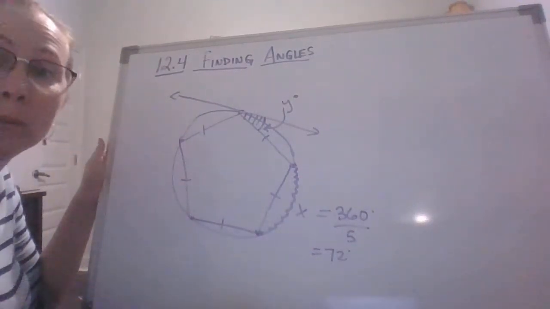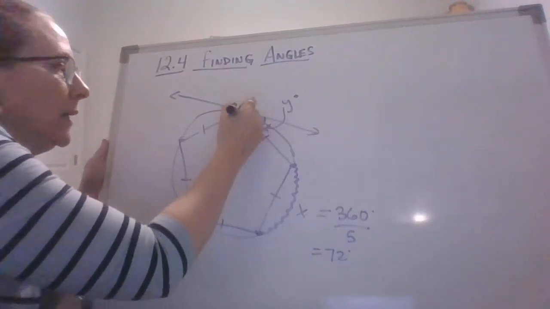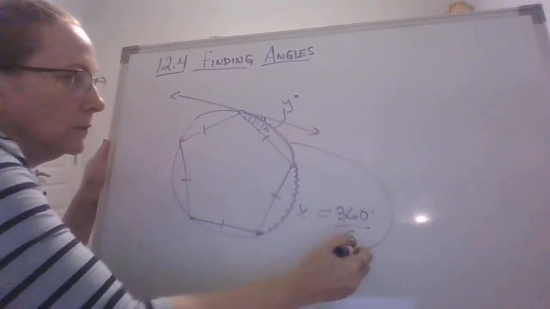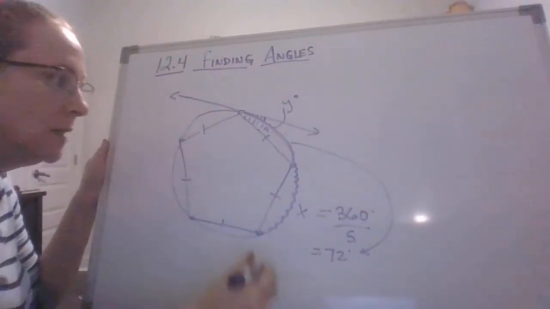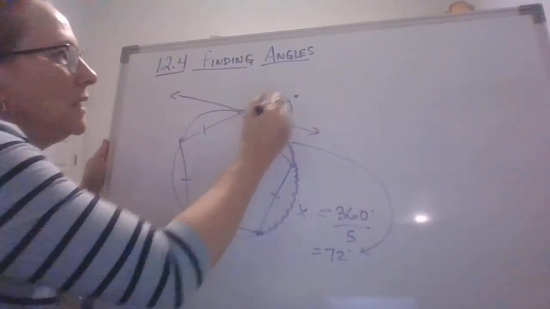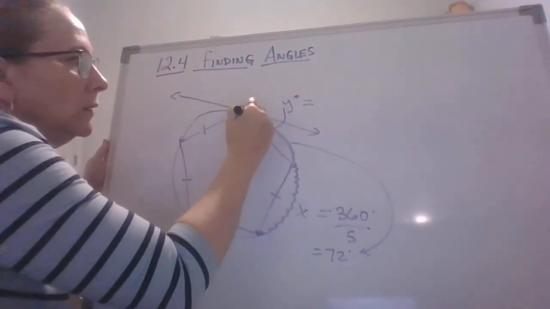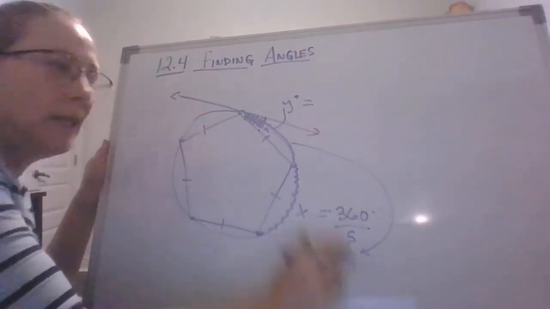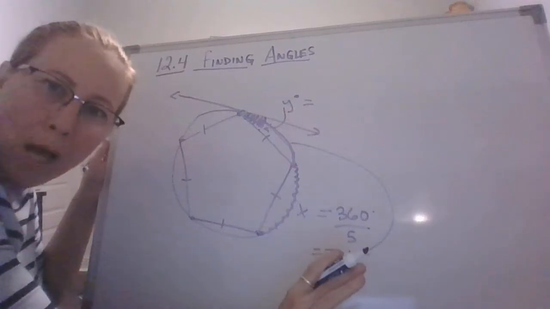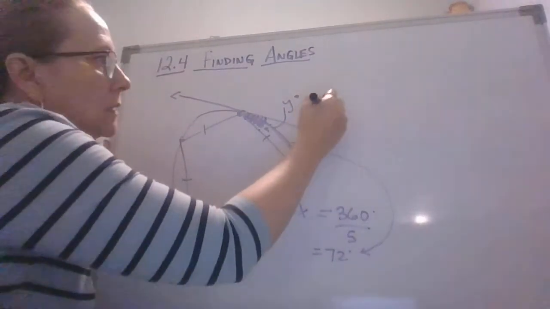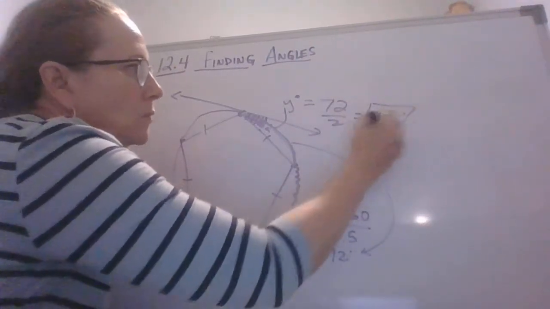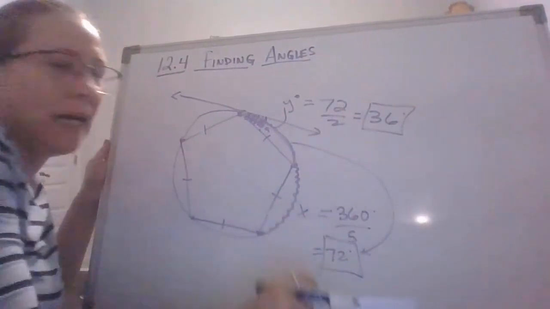Now that's going to be pretty important for getting angle y. This arc is also 72 degrees because it's one of these 5 72-degree arcs. So that means y, the angle whose vertex is on the circle, acts like an inscribed angle, even though it's not quite inscribed. It is 72 divided by 2, or 36 degrees. So that's my y value and my x value.